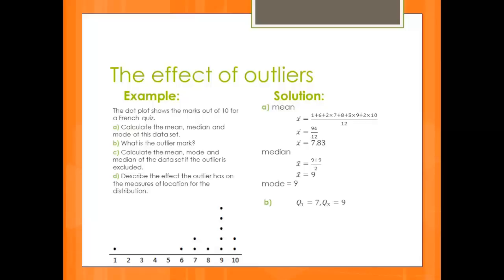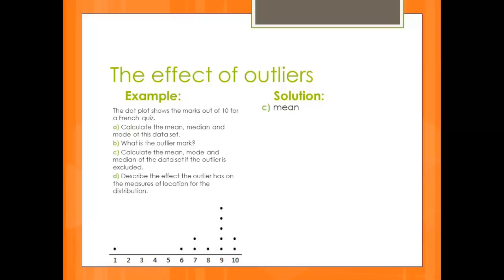To determine the outlier mark, we first of all calculate our lower and upper quartile. We get an IQR of 2. This gives us a lower limit of 4 when we substitute into our rule, and an upper limit of 12. So a score that is an outlier here will be either less than 7 or greater than 9. So here we can see that 1 is an outlier.